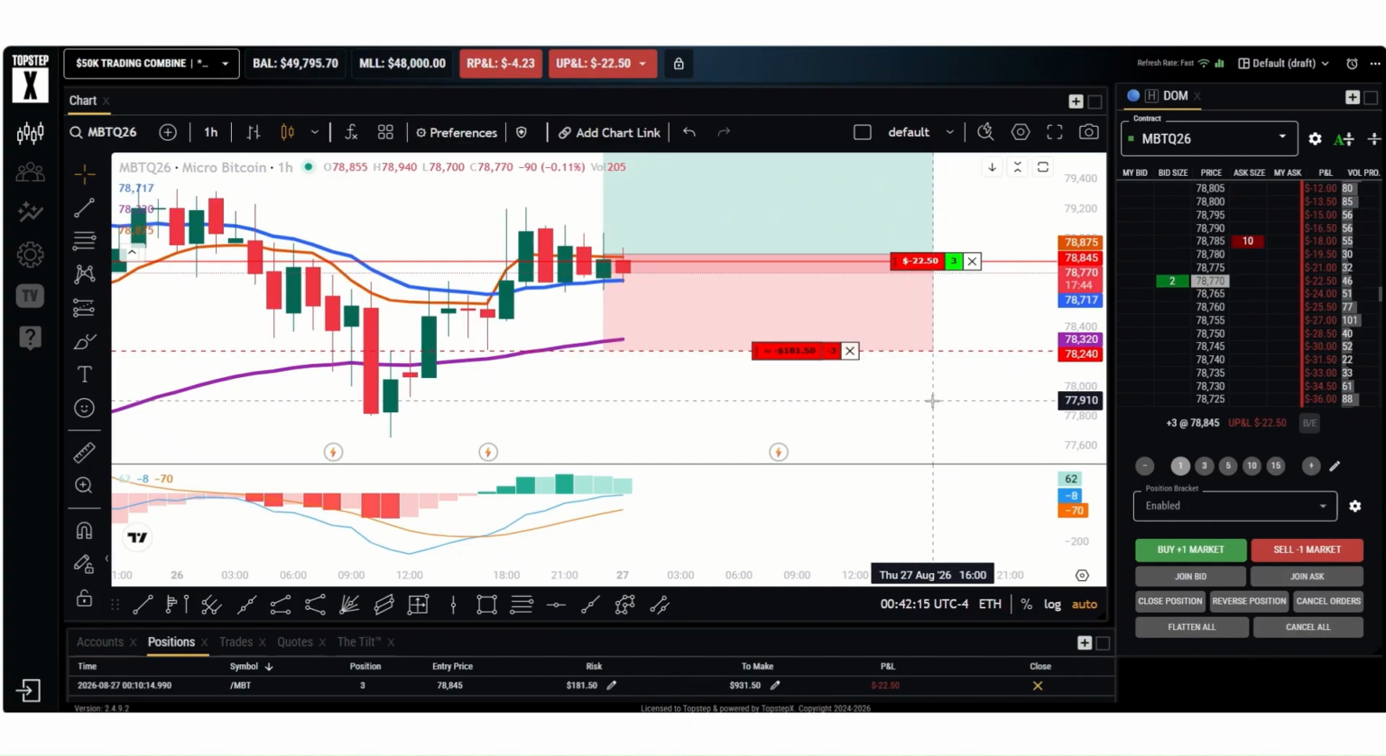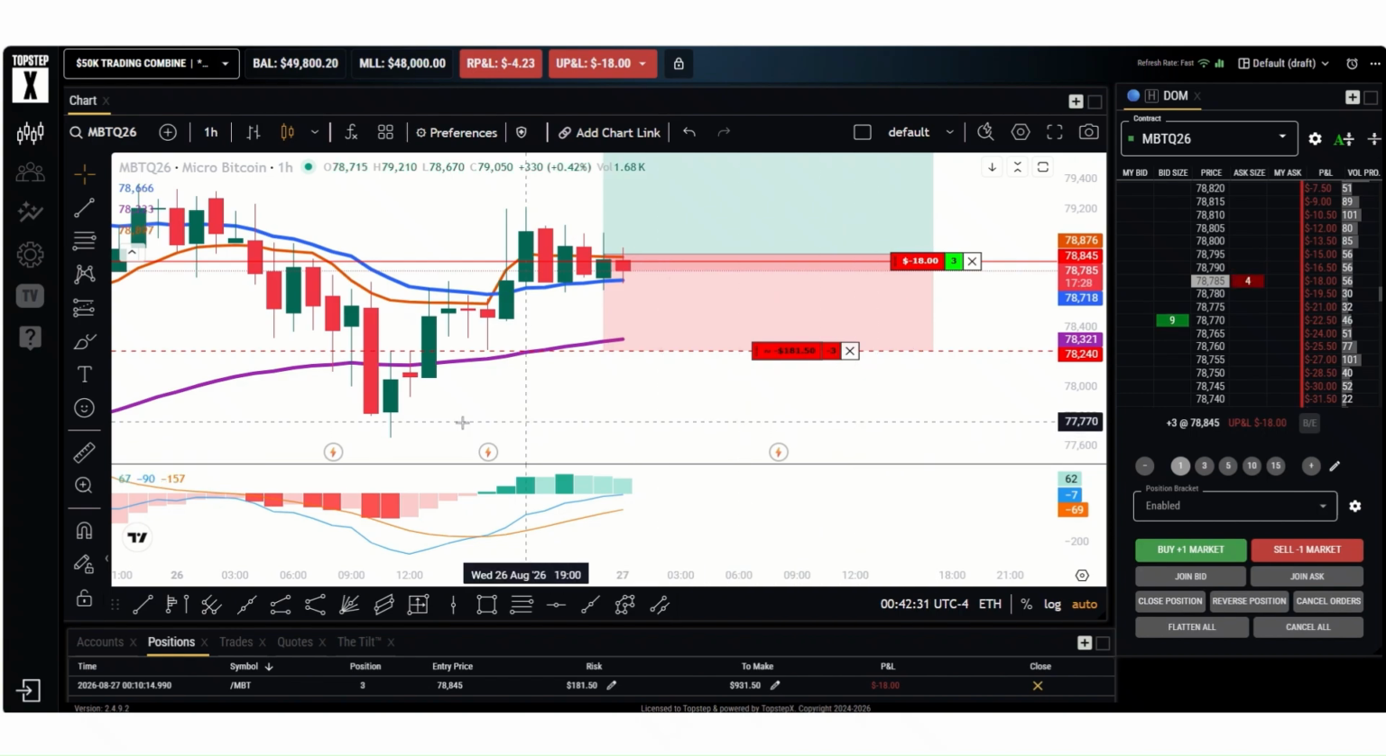Today's Thursday, August 27th, and this is a quick status check on a position I took a few minutes ago involving micro Bitcoin futures, ticker symbol MBT. As of the time of this recording, micro Bitcoin is quoted at 78,785. So this is the chart layout at the 1 hour time frame.